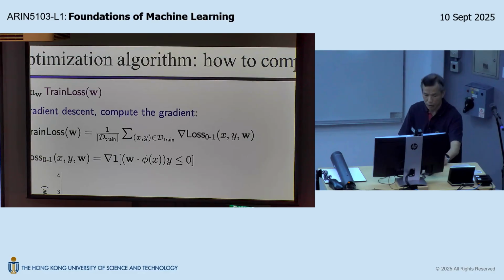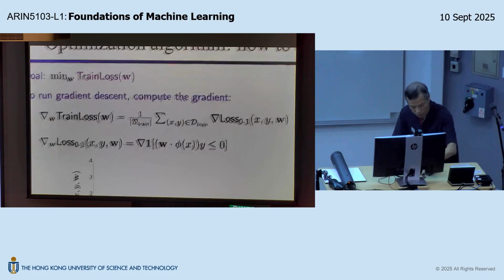Okay, so now, this is summation, this is division, so simple. So the most complicated part is, of course, to compute the gradient. This one. Okay, so what is this?